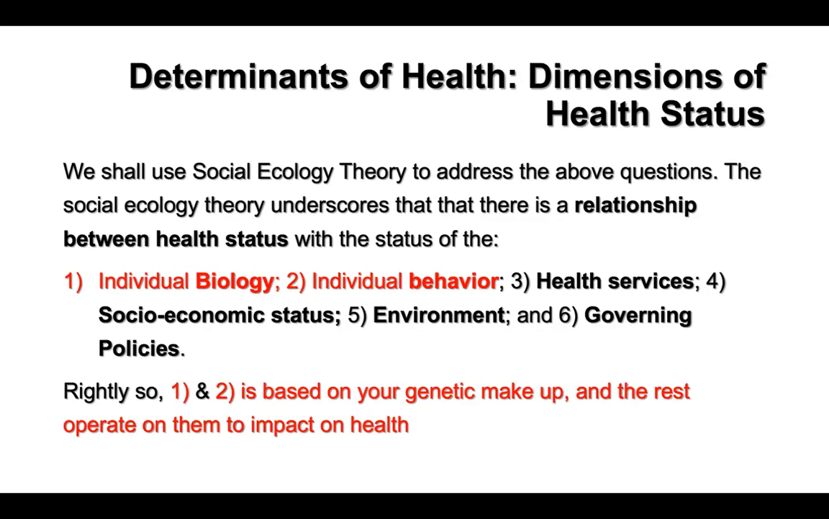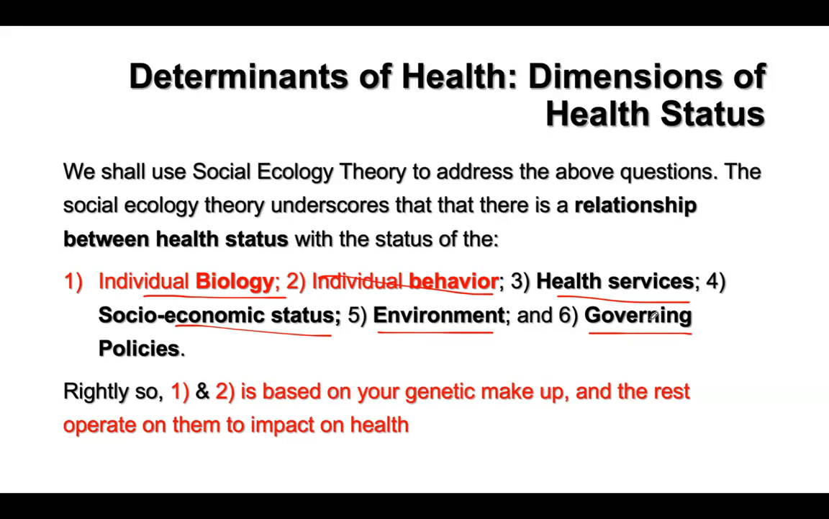Health status is related to the status of individual biology. And health status is also related to the status of individual behavior, health services that are available, environment, socioeconomic status, how much money these people have, and whether there are governing policies or not. Just to give an overview of governing policies, let's say there are policies of free testing for HIV or not, or policies that allow discrimination against some kinds of people and all these things. Environmental factors are the kind of place you live and things like that. And then socioeconomic status, how much money you have or what kind of places you live, can give you access to better health.